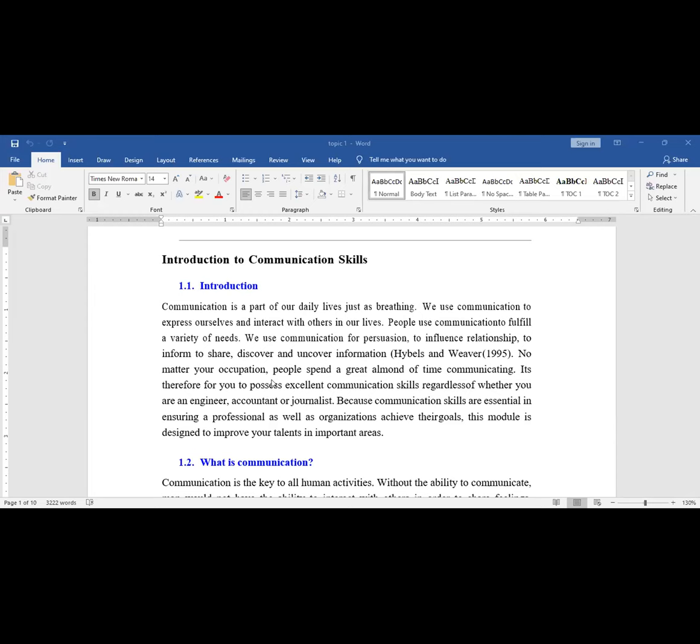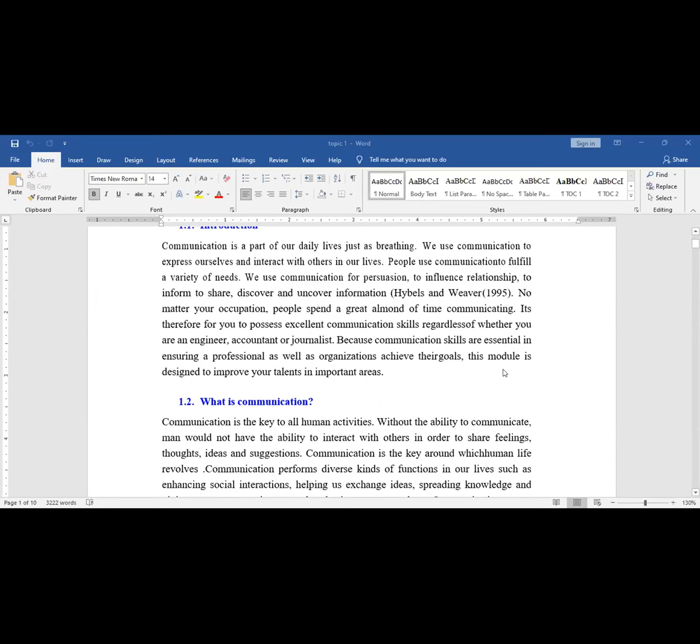So it is therefore important for you to possess what we call excellent communication skills, regardless whether you are an engineer, an accountant or a journalist. All of us need to have good communication skills. That's why when you look at this particular platform, you're going to realize that it is combined. All the certificates, CHTM, CJMS, CIT, CPSM, CBM, all those students are in this particular class.